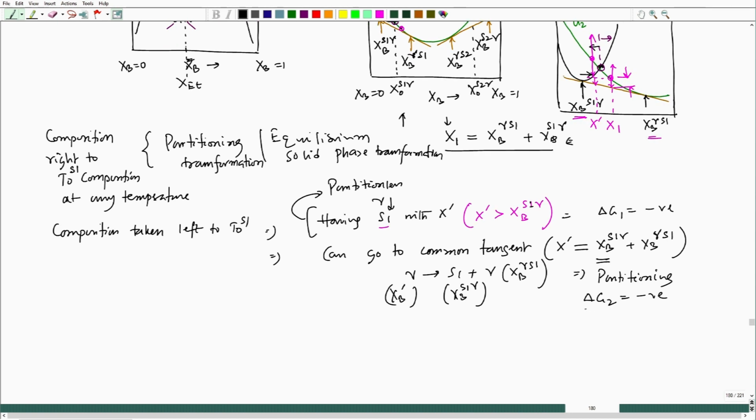In this case the free energy change delta G2 is also negative, and if I look at the total free energy from this to this particular place, let us say this one is delta G2 and this one is delta G1. Delta G2 is greater than delta G1. So, that means the driving force for the equilibrium partitioning transformation is more, but still it tries to attain that solid 1 with excess solute, we can say a supersaturated solid solution.